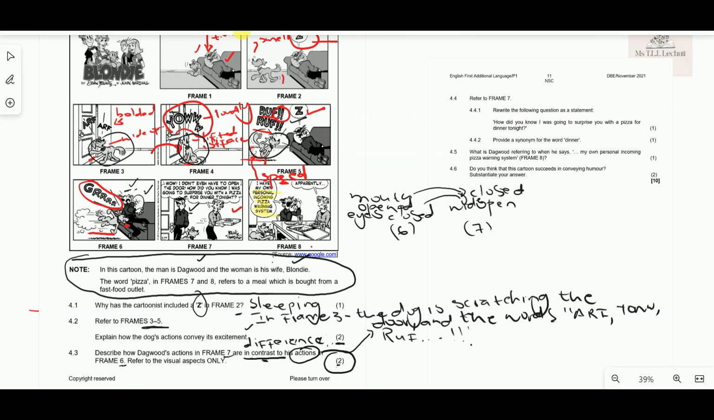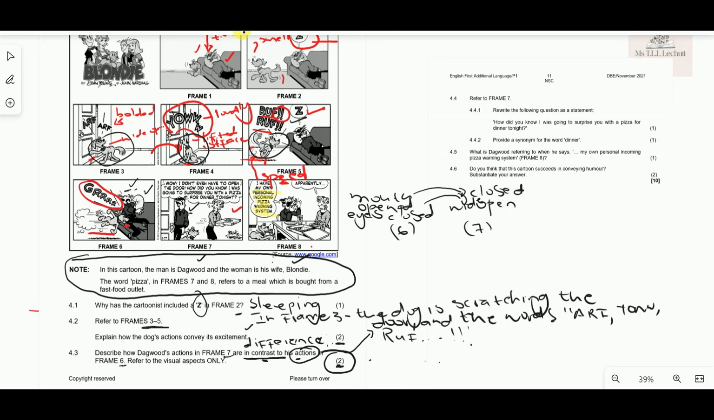And always check the mark allocation. If it's 2 marks, you can't talk only about one thing. And sometimes, if you are not limited to only talk about actions, you can also couple this kind of response with, in frame 7 he said blah, in frame 6 he also said 1 2 3.